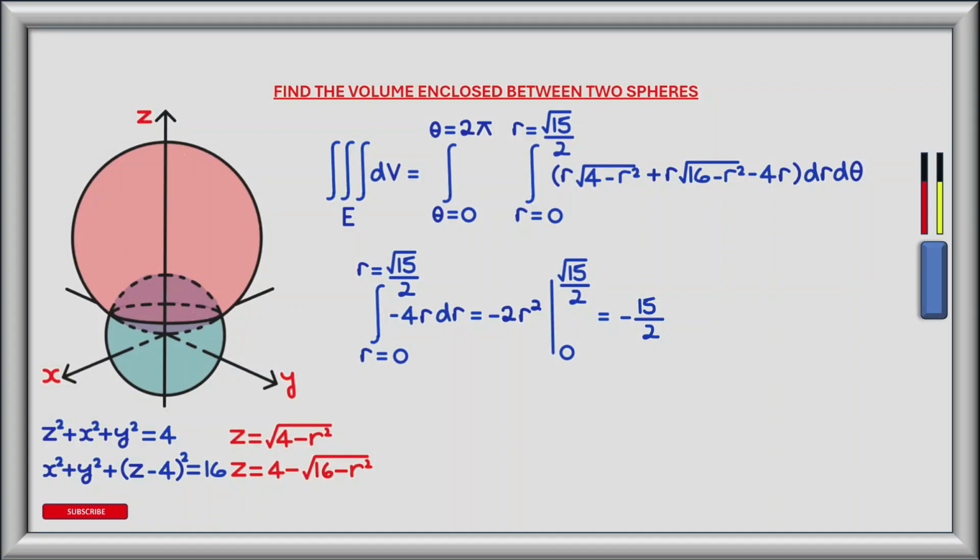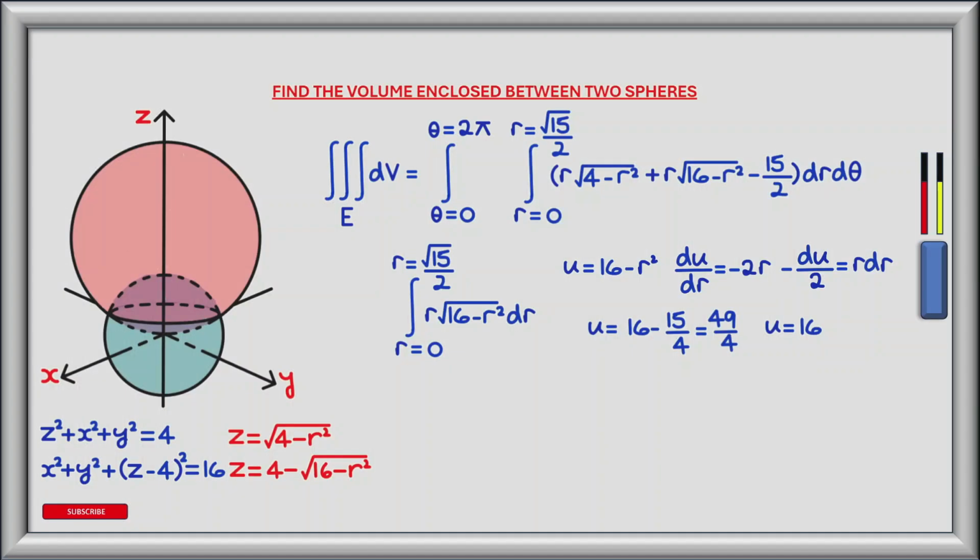Beginning with the easier of the 3 integrals, we want to integrate from r equals 0 to r equals the square root of 15 over 2, of minus 4r dr. And using the power rule to evaluate this, we get minus 2r squared. And plugging in the limits of integration, we get a final answer of minus 15 divided by 2.